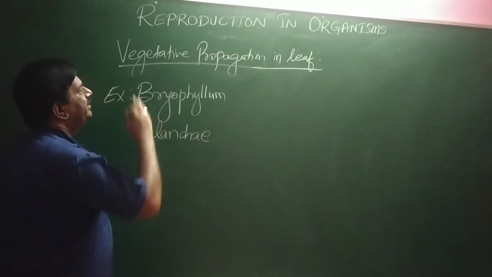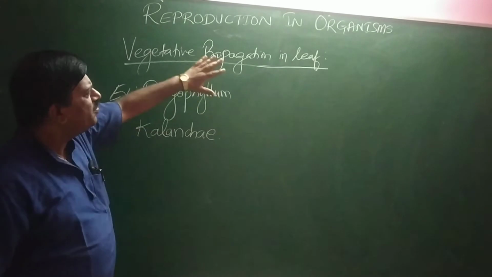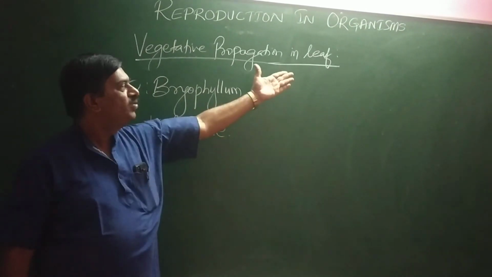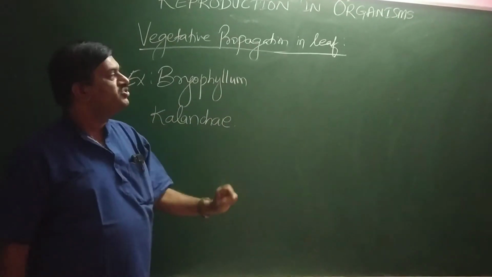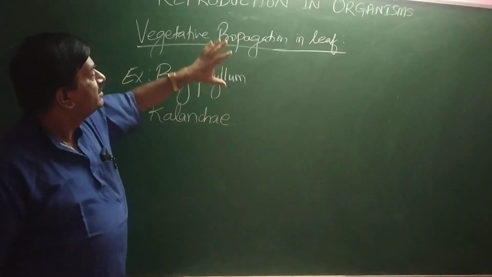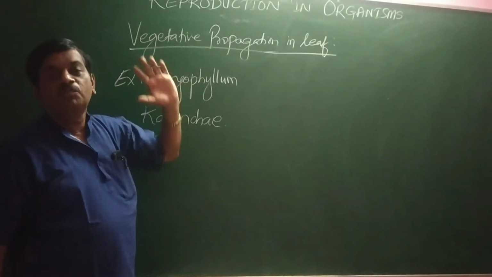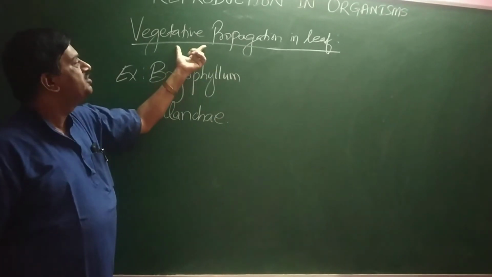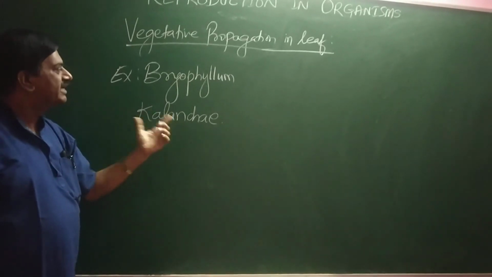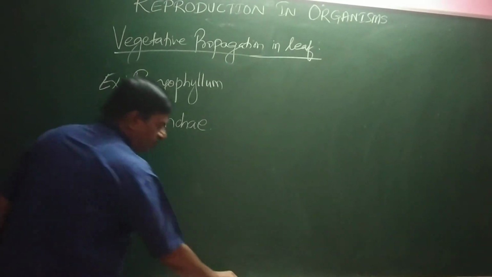We are starting with the next one called vegetative propagation in leaf. We know that leaves are called the kitchens of the plant body, where leaves help in photosynthesis in the presence of the green pigment called chlorophyll. But here, there are some examples where the leaf also helps in vegetative propagation. Examples, bryophyllum, Kalanchoe.